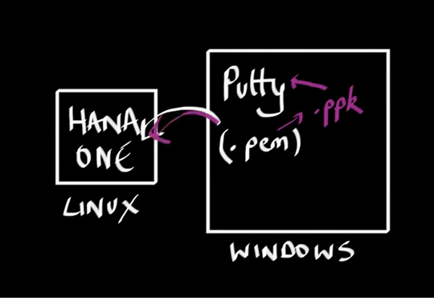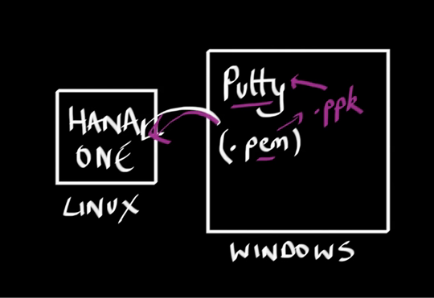So that's very straightforward. We're going to install PuTTY on the Windows box, which will use a PPK which is obtained by converting the PEM file, and then we'll be able to have access to our SAP HANA 1 instance. Essentially we'll log in as the root user, but we won't have to type in a password because the password will be all contained within the PPK file.